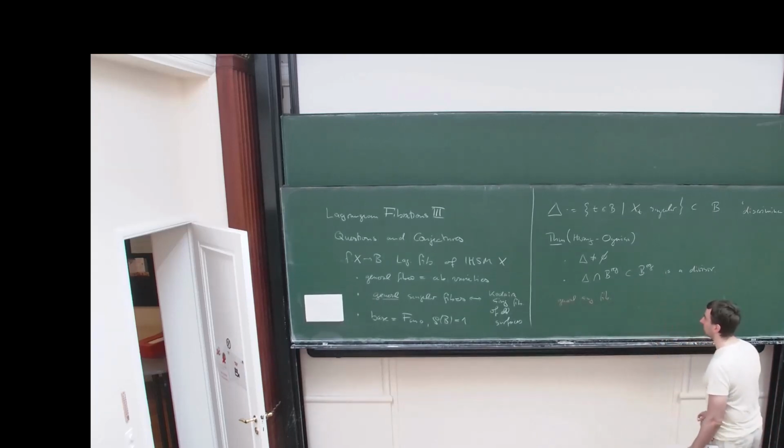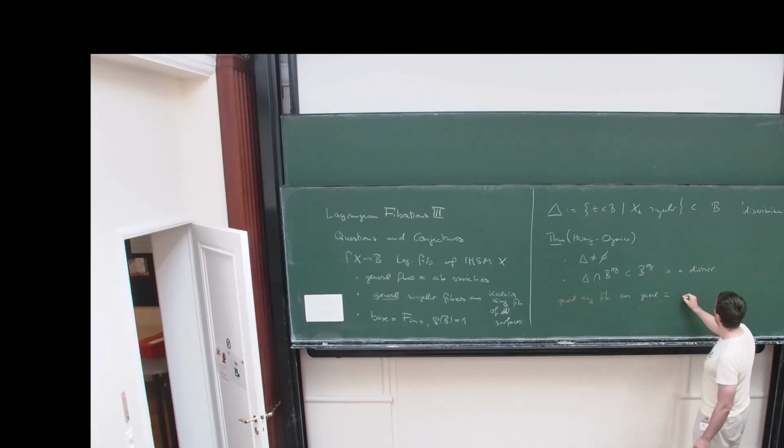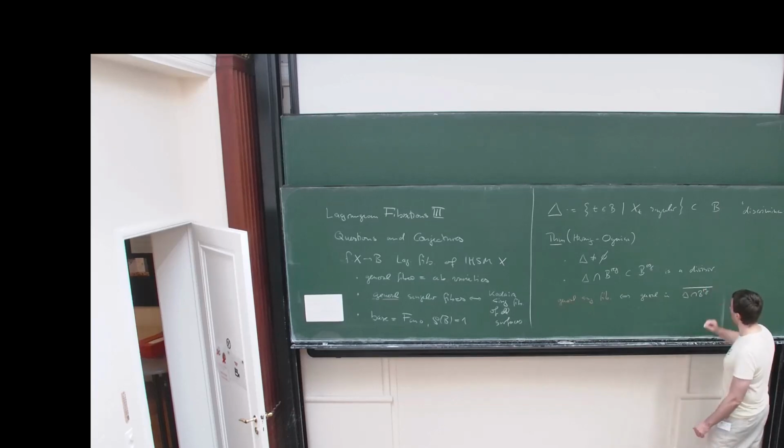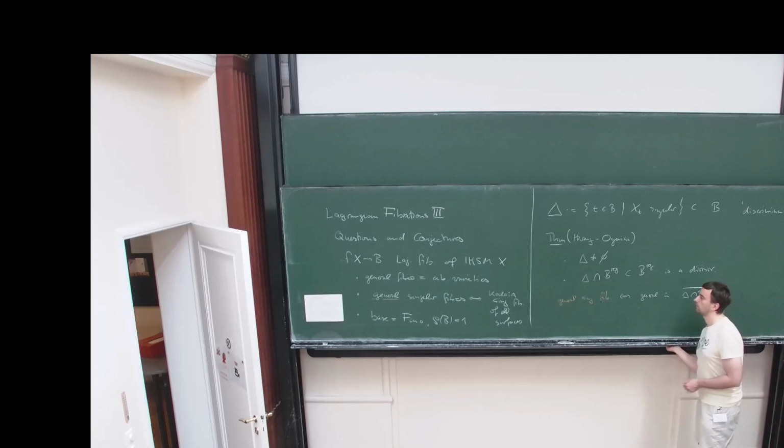So general singular fiber meant generic in the closure of this one intersected with the regular part. So you disregard stuff that is isolated in the singular part. So that's what general singular part means.